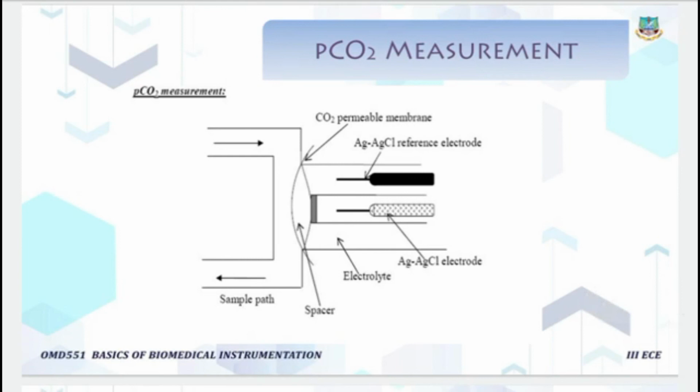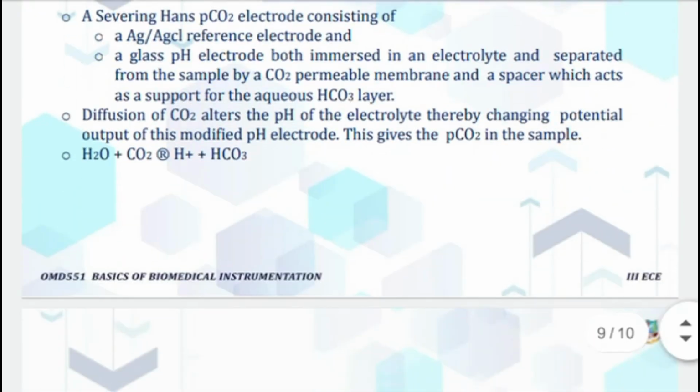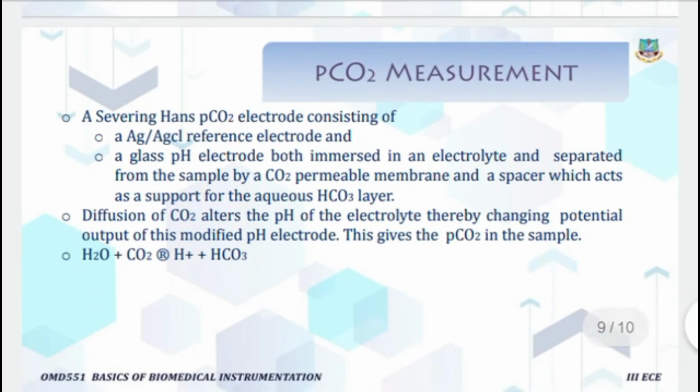So here also we are using a reference electrode and a glass pH electrode. These two electrodes are immersed in an electrolyte solution and are separated by a carbon dioxide permeable membrane and a spacer. Then the diffusion of carbon dioxide alters the pH of the electrolyte, changing the potential output of this modified pH electrode. This gives the PCO2 in that sample. This is how PCO2 is measured.